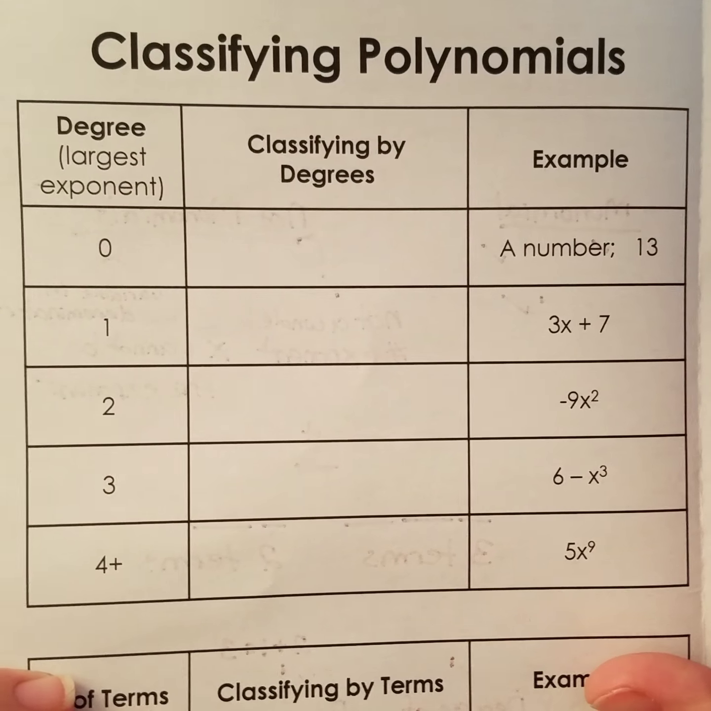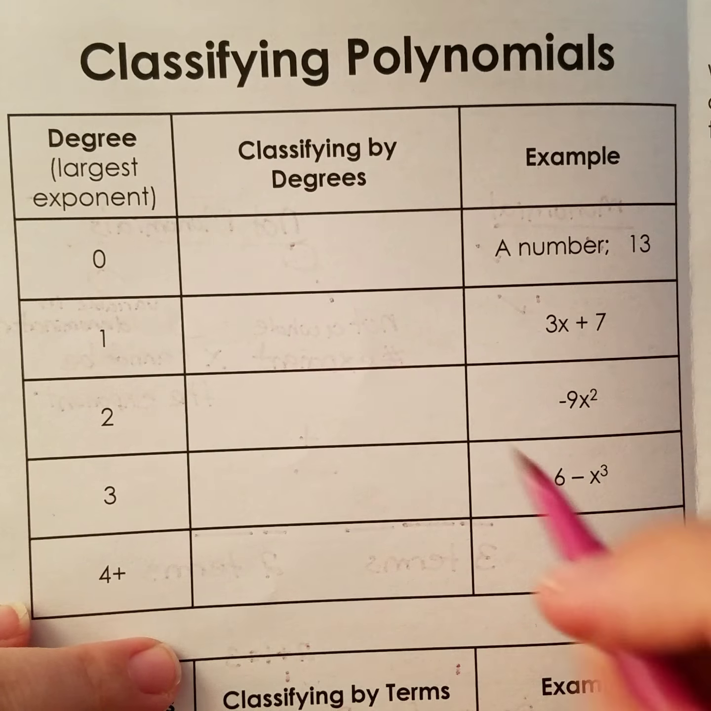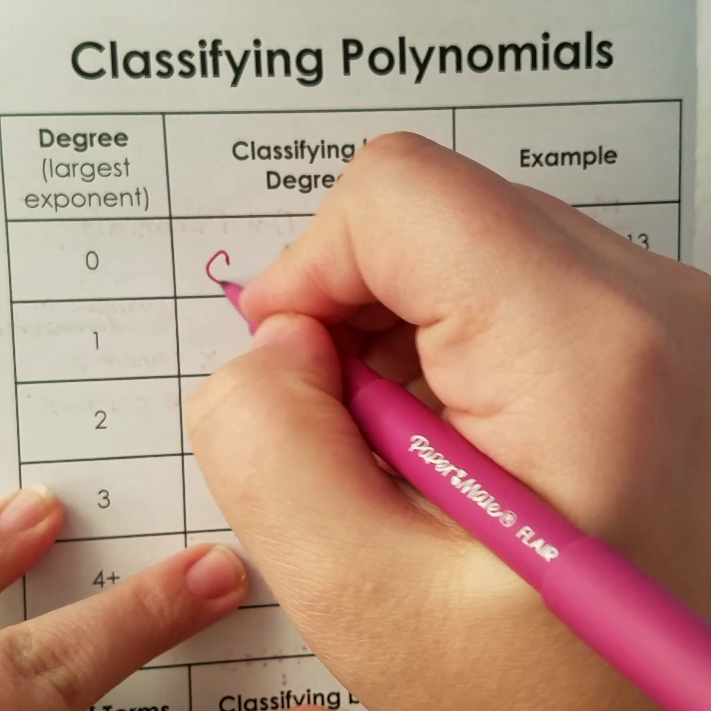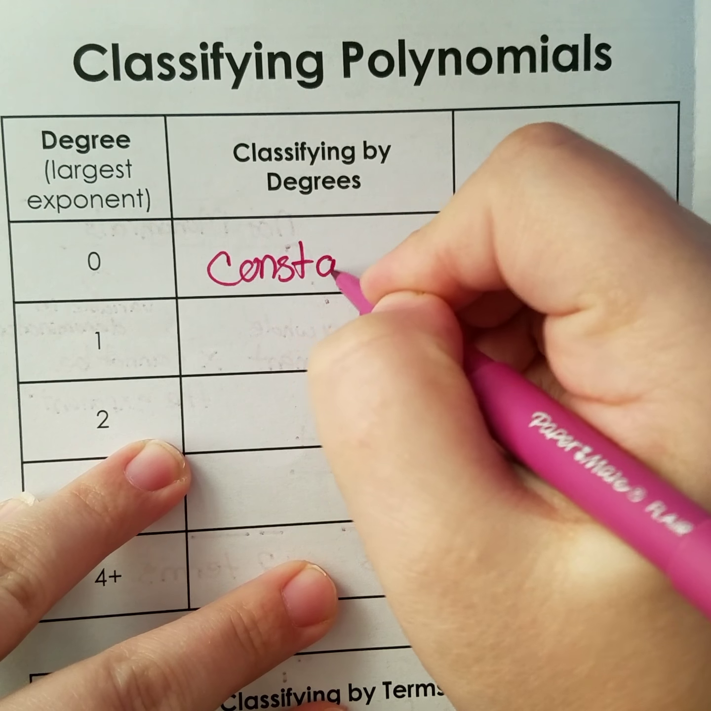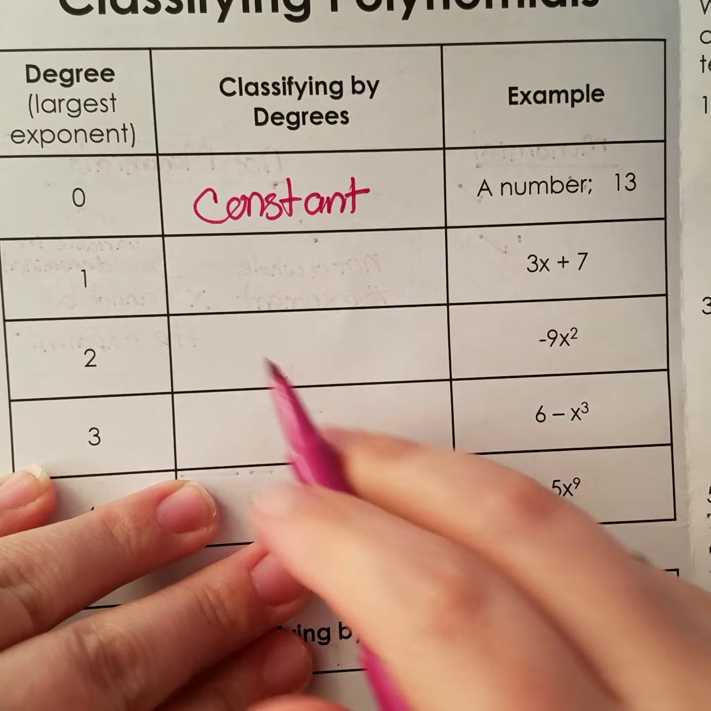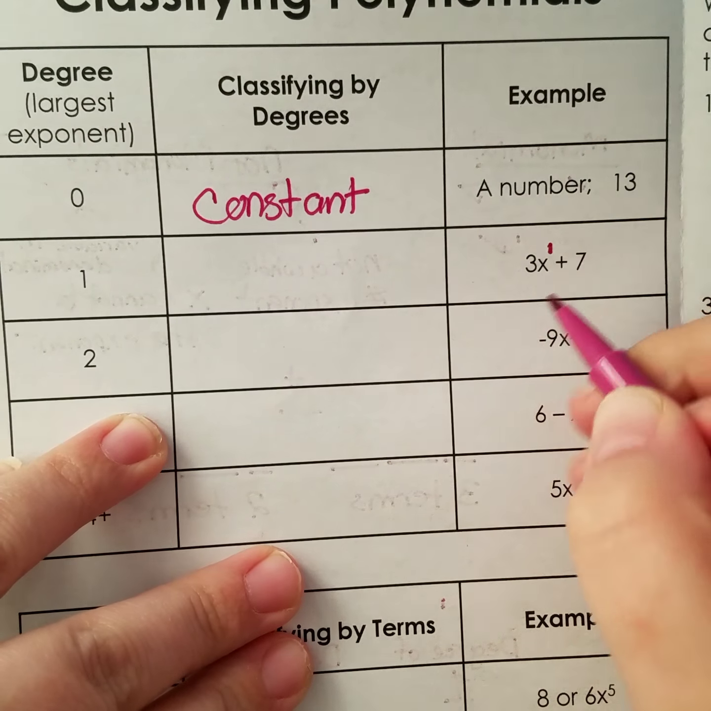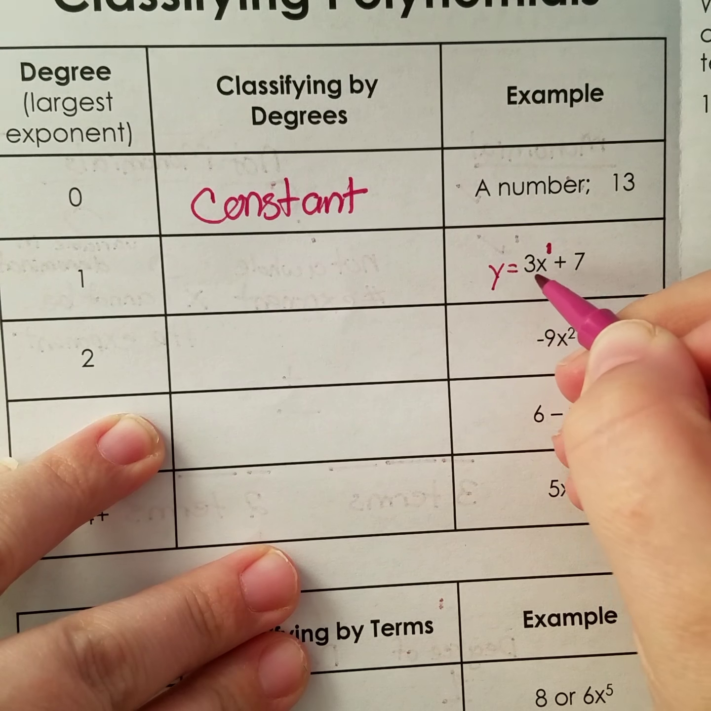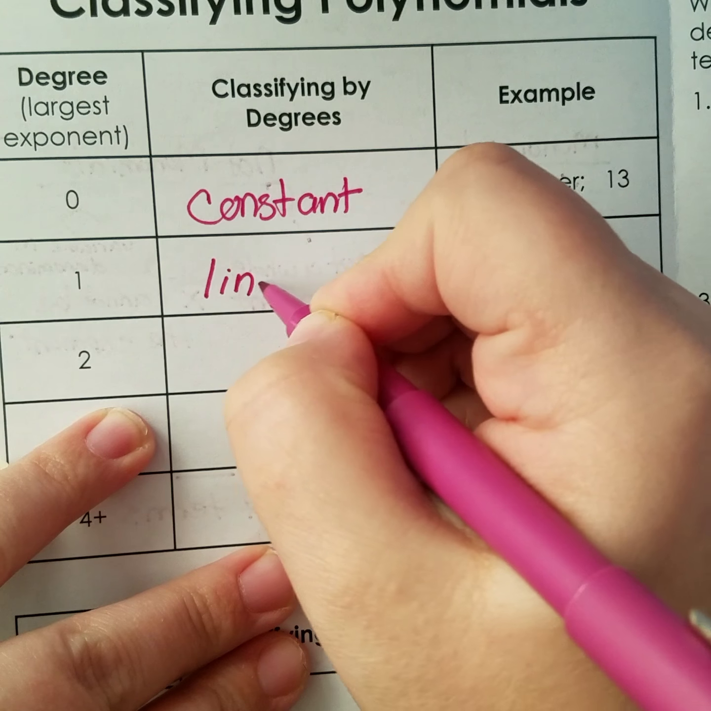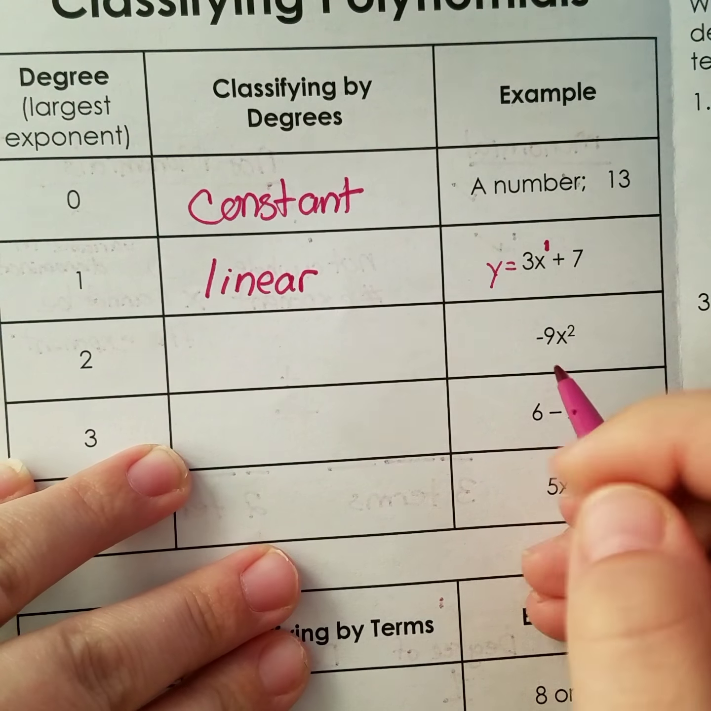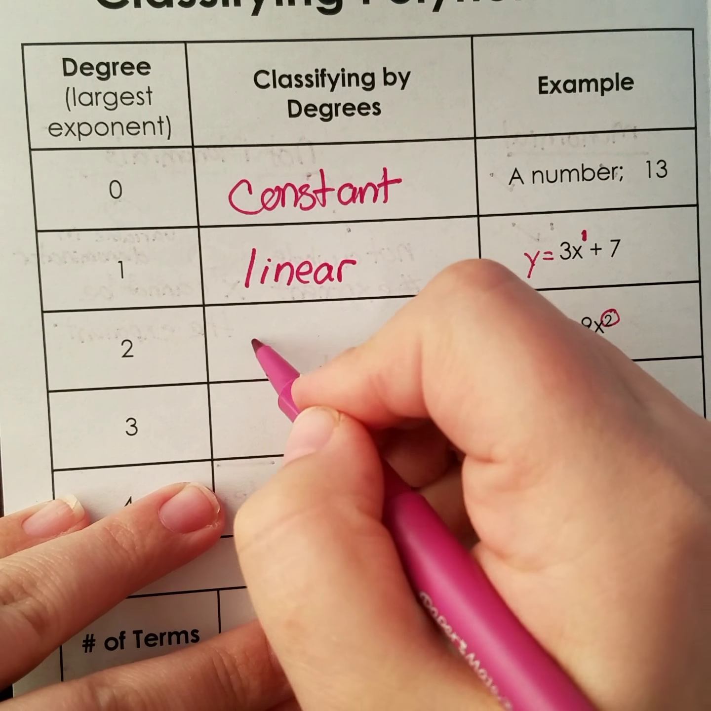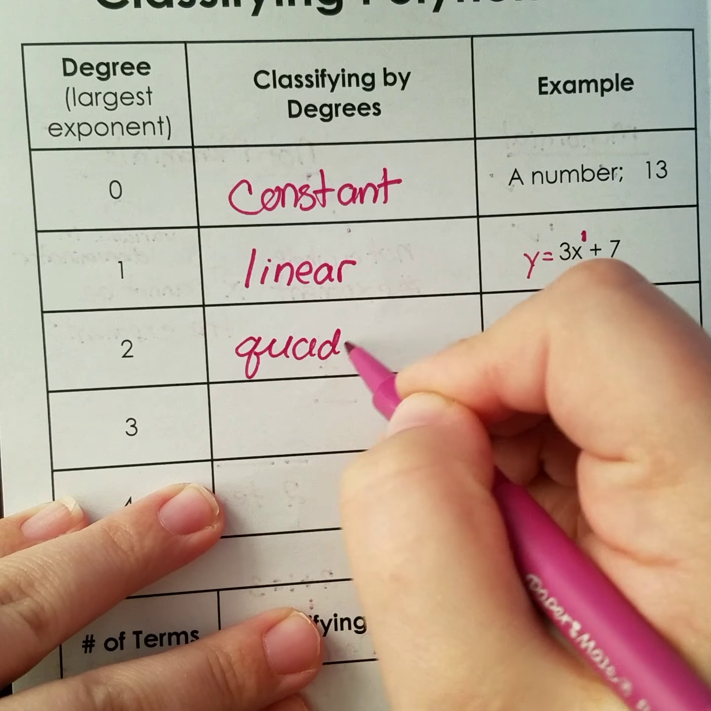Classifying polynomials. So you have a polynomial, now you got to classify it. If it has 0 degrees, just the number by itself, it's going to be called a constant. Okay, it's a constant number. If it has a degree of 1, this kind of looks like y equals mx plus b, right? What kind of equation is that? That's called a linear. This one has a degree of 2, right? Degree of 2, so it's going to be called a quadratic.